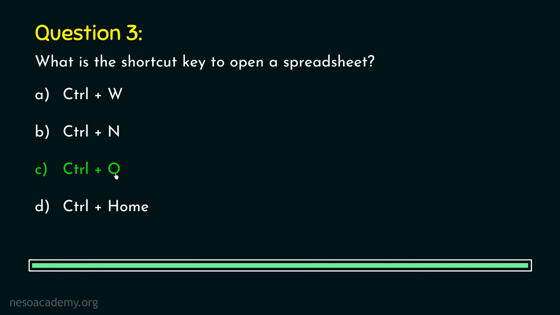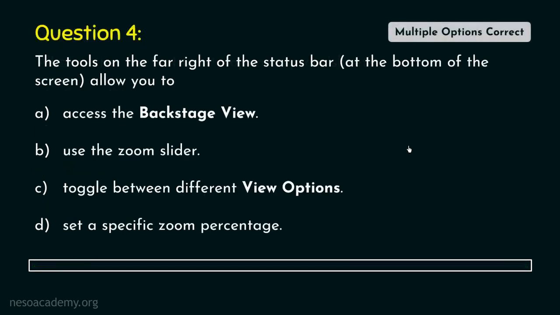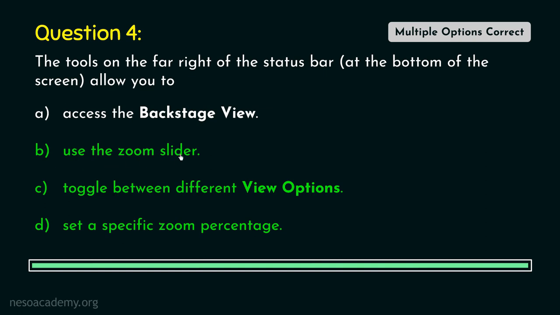Alright. Now comes the fourth question of this quiz on your screen, and you again have 15 seconds to solve this question. So your time starts now. Time up. And the answers are option B, use the zoom slider, option C, toggle between different view options, and option D, set a specific zoom percentage.